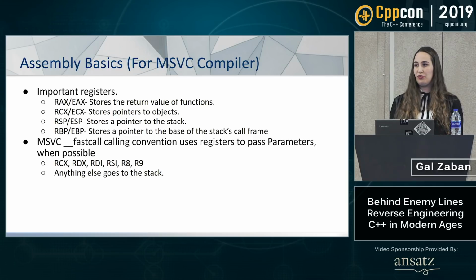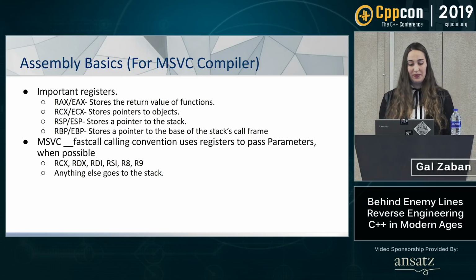I will also mention that the difference between RAX and EAX is that RAX is the 64-bit register and EAX is the 32-bit register, so it also depends on the architecture the code was compiled for. The second register that is important to know is RCX. It usually stores the pointer to the object. This is specifically for MSVC, but we are going to see that a few times during the talk.